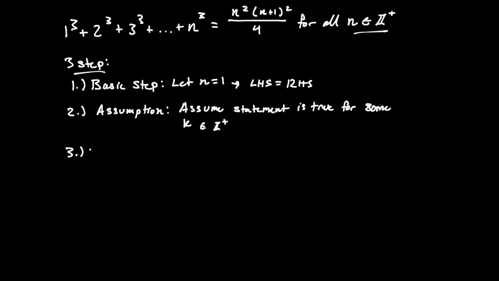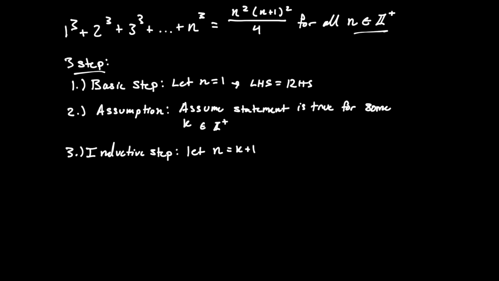Now, the next step is the inductive step. And what we do here is we let n equal k plus 1. So what this is showing is that for the next term, right, showing for all terms, k and k plus 1, that it's true, right, the statement is true for everything.